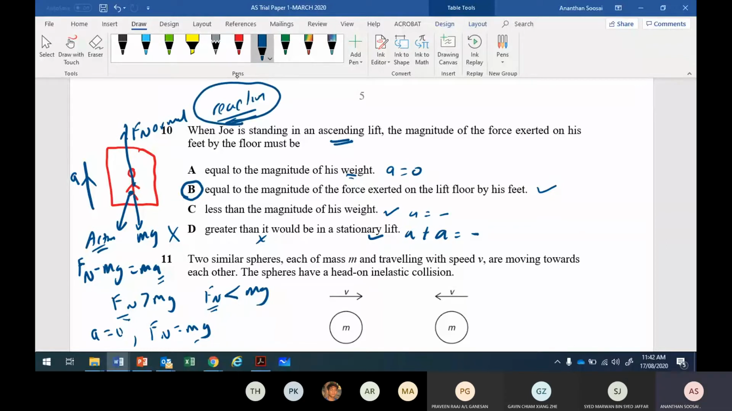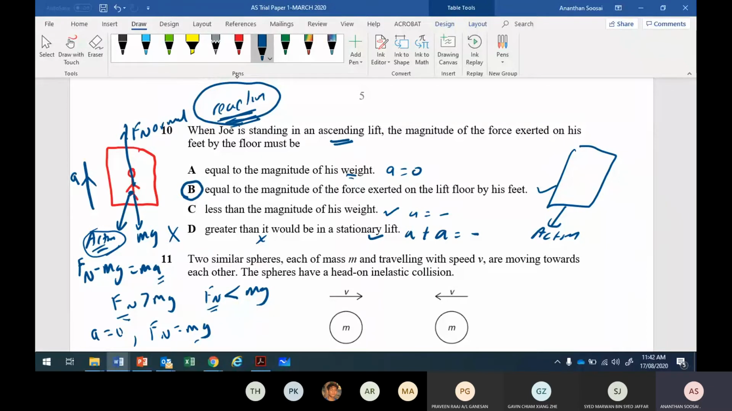Don't think the action is always mg. The action is something we can't draw in the free body diagram of the person. We can draw the action when we refer to the lift. When we consider the lift body, the force experienced downward by the lift is the action by the person. So that's why normally the action won't appear in the equation or the diagram. But be very sure the action is always equal to the reaction based on Newton's third law.